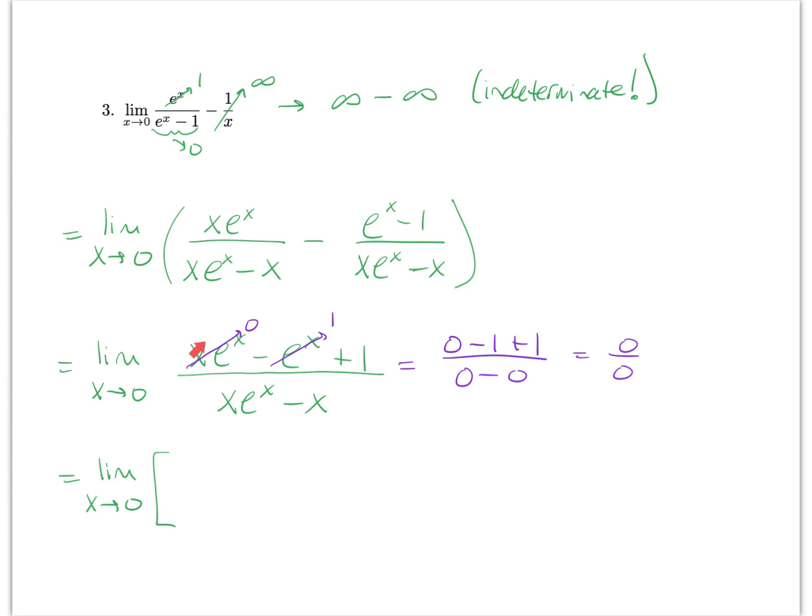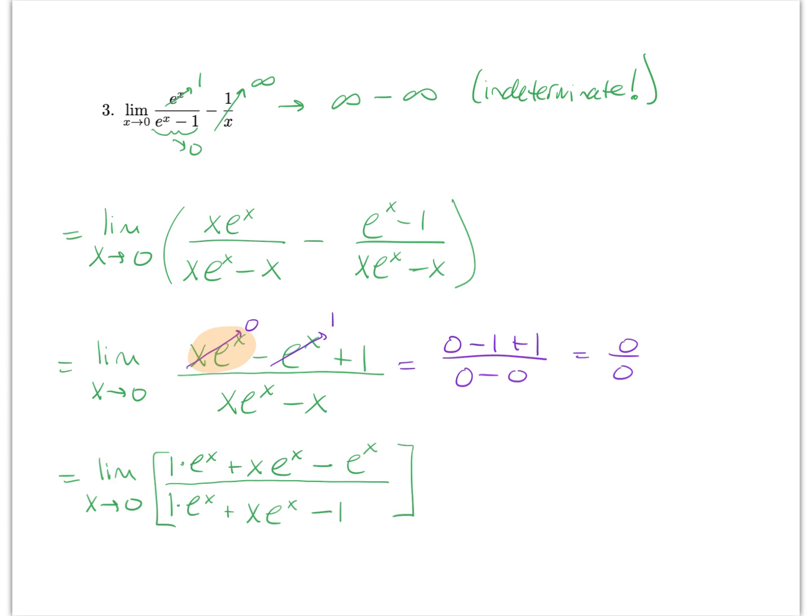Now, the derivative of x e to the x, that is a product, so I'm going to have to use the product rule on this. So I'm going to have f prime g, so it's going to be 1 times e to the x plus f g prime, minus the derivative of e to the x, which is e to the x, and the derivative of 1 is 0, so that goes away. And then for the derivative of the denominator, I'm going to have the same product rule. I'm going to have to take the derivative of x e to the x. So it is going to be 1 e to the x plus x e to the x minus 1.